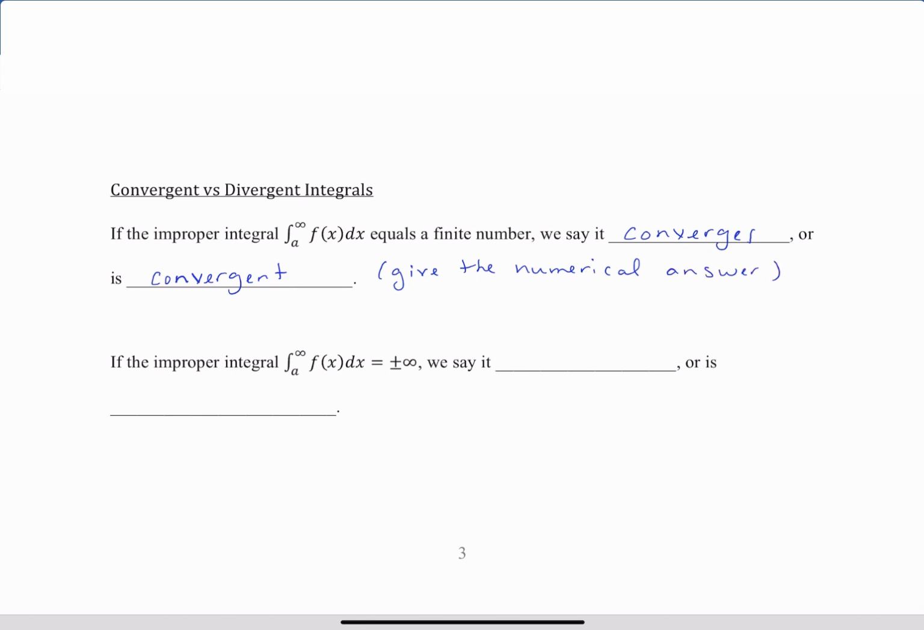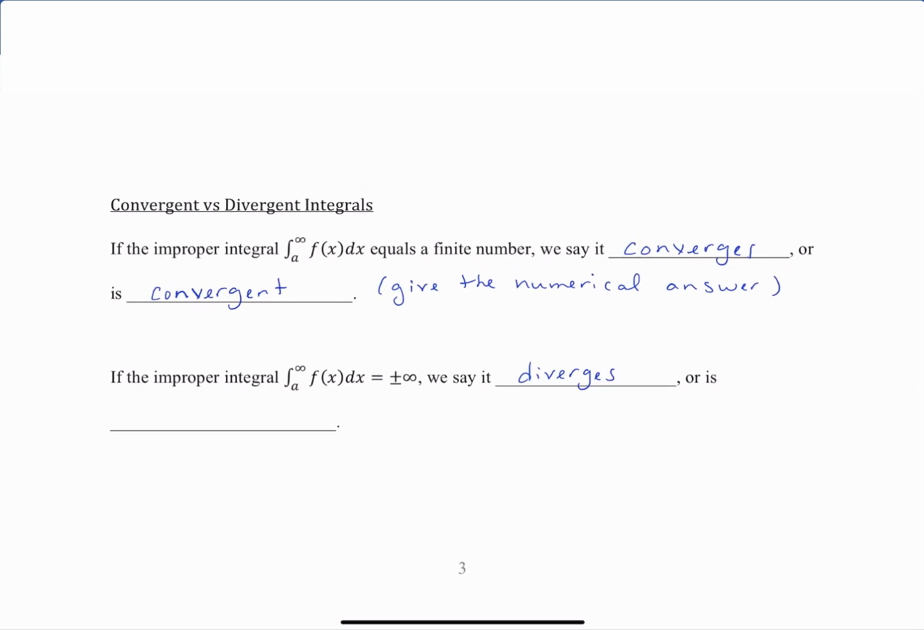If the improper integral evaluates to plus or minus infinity, we say it diverges or is divergent. In that case, you can't give a numerical answer because there isn't one, so you're just going to say it's divergent. You won't know whether it's convergent or divergent until you actually evaluate it, though.